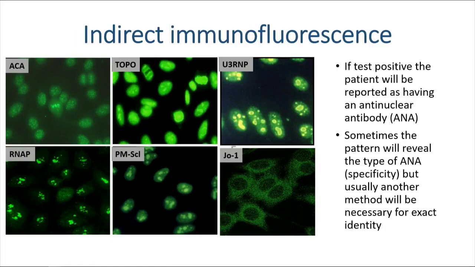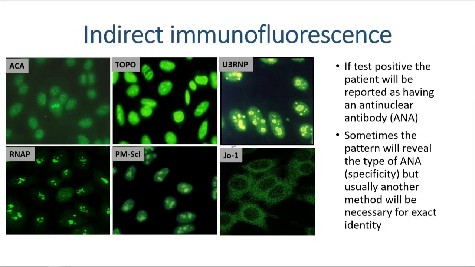Nonetheless, indirect immunofluorescence as a screening test is very, very helpful. And the pattern of fluorescence you see, and these are individual cells, some of which really light up, shows that there's an antibody there. So the antibodies recognize the antigen in the cell. And some of these patterns can give you a clue as to what antibody is present. But more often than not, you need to move on and identify it with different techniques.